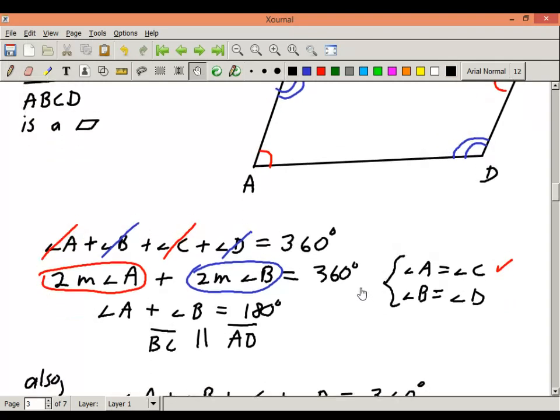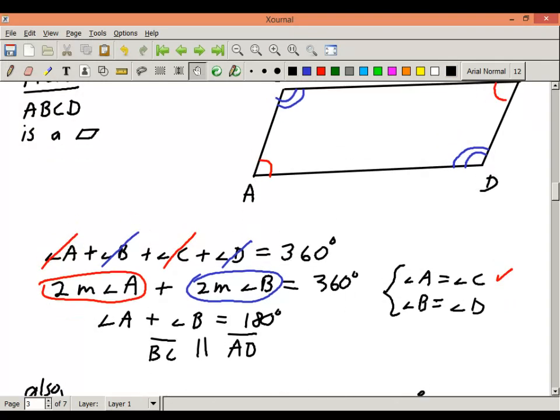Okay, so if you go down to the third step there, if you divide every term of this equation by 2, so there's 3 terms left, each term gets divided by 2, you get angle A plus angle B is equal to 180.